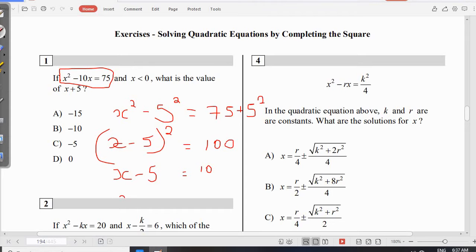Then you have x is equal to, now when you move this square root to the other side, the square root of 100 is plus or minus 10. If you do minus 10 square, you're going to get 100, and if you do 10 square, you're also going to get 100. So you have plus minus 10. Then you move this minus 5 to the other side, you will have 5 plus minus 10. Now x can be any of these. X could be 5 plus 10, which is 15, or x could be 5 minus 10, which is minus 5.